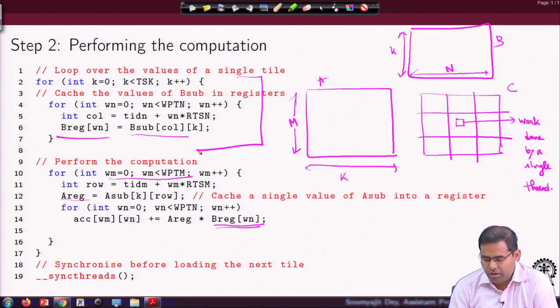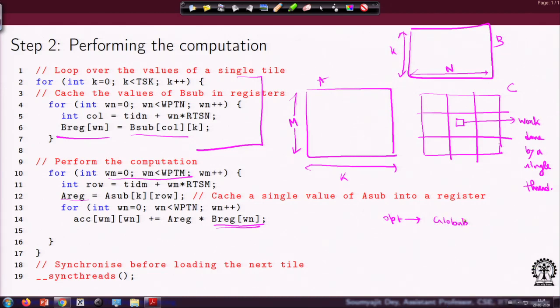Earlier we have already seen the optimization of loading from global memory to shared memory, and the current optimization is when you load from shared memory to a 2D register area. So, that is what you do.